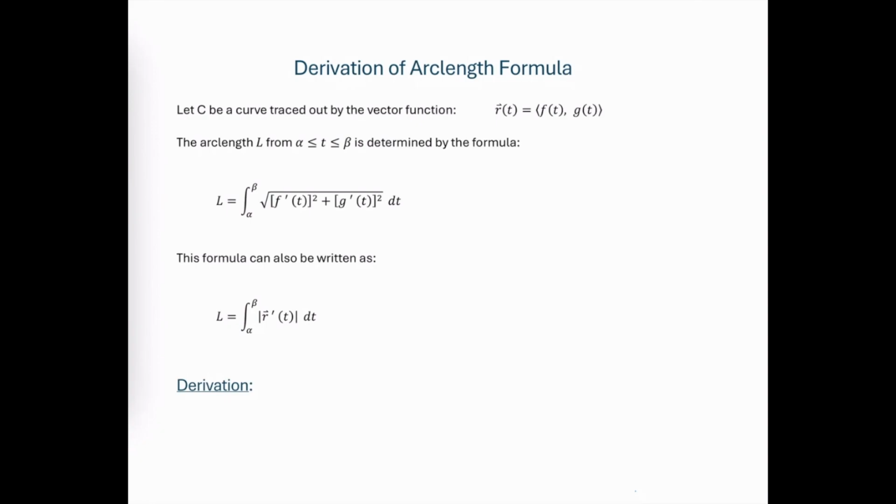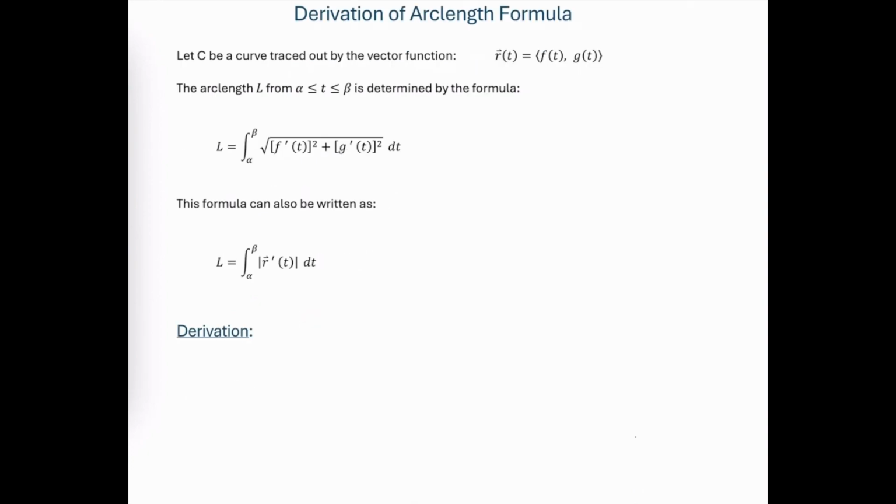We're deriving the formula for arc length when we have a curve C that is being traced out by some vector function. As a reminder, the arc length can be calculated by looking at the antiderivative of the square root of f prime quantity squared plus g prime quantity squared, and then we integrate that from the values of the parameter that start and finish the section of the curve whose arc length we're measuring.